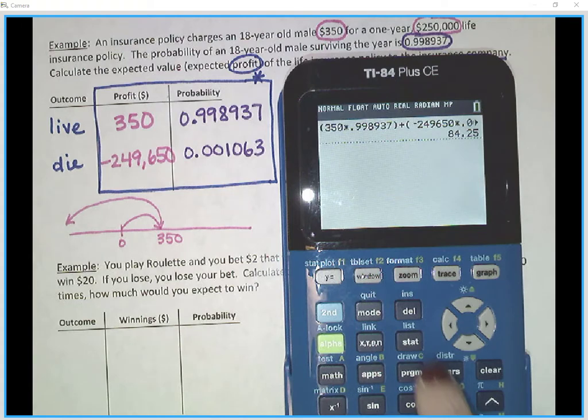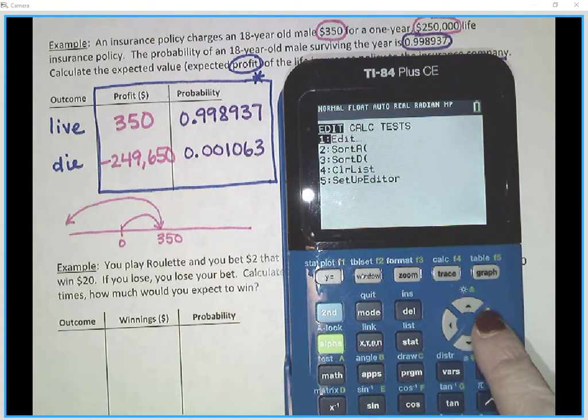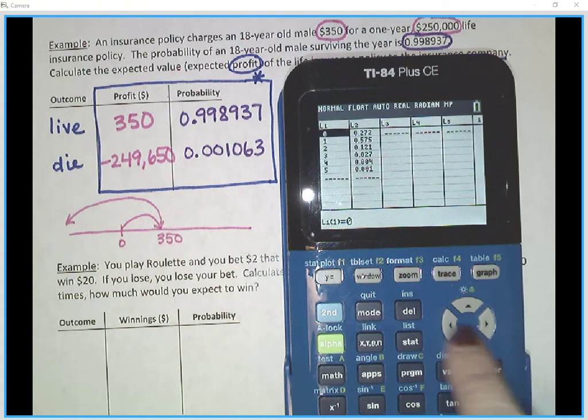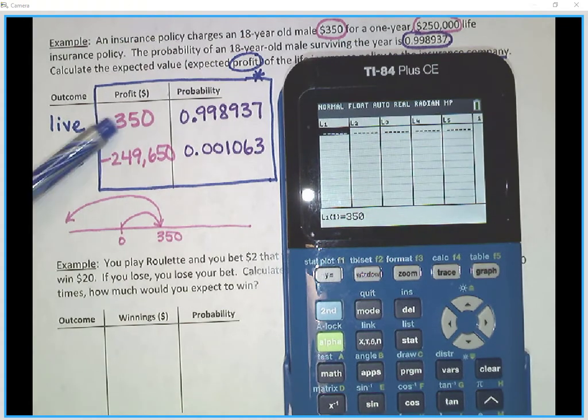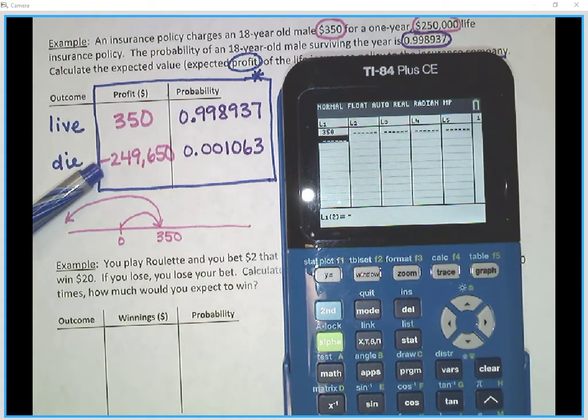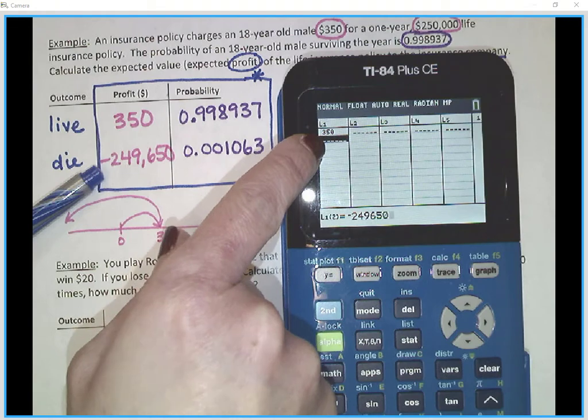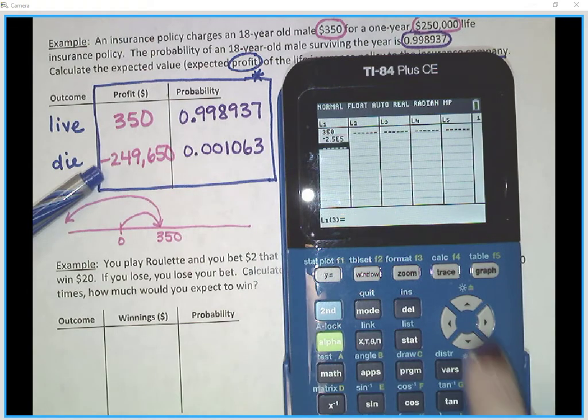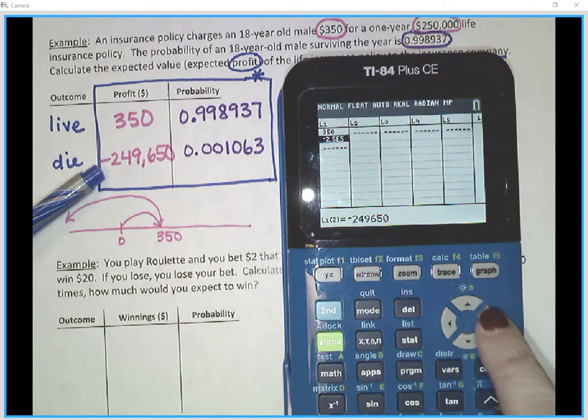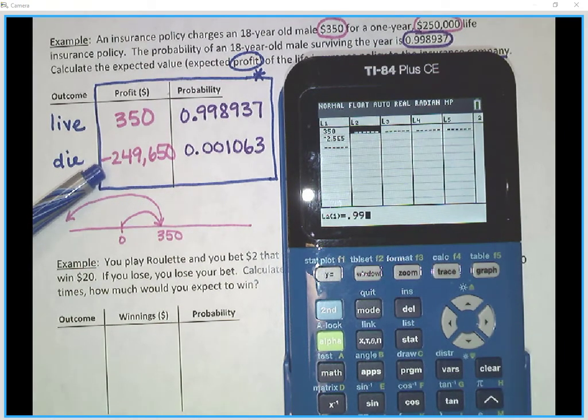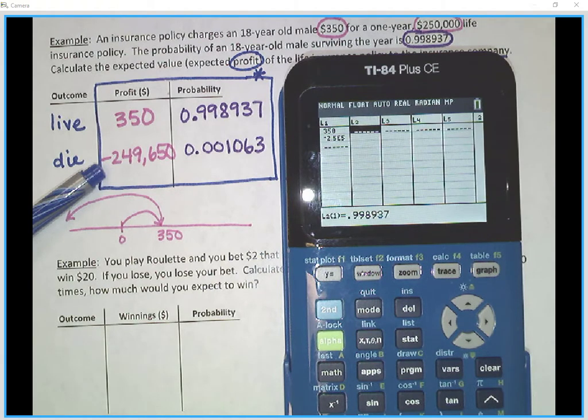Or your other option would be to go to your tables here. Delete out what we had from before. Put in your 350, then negative, make sure you hit the negative button, not the subtraction button, 249650. Now it's going to change it when it puts it here, but don't worry about it. It's fine. It does scientific notation, but if you scroll over it, it still remembers your number. And then here, you put your probabilities.